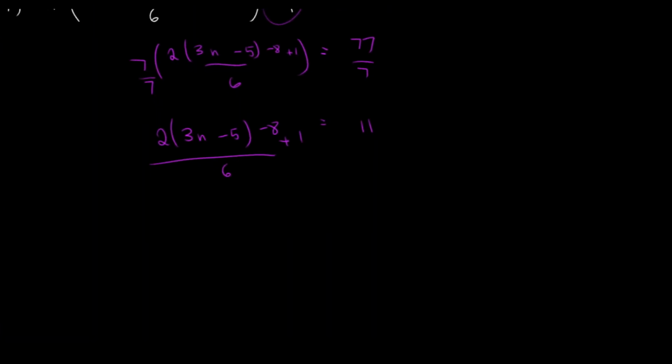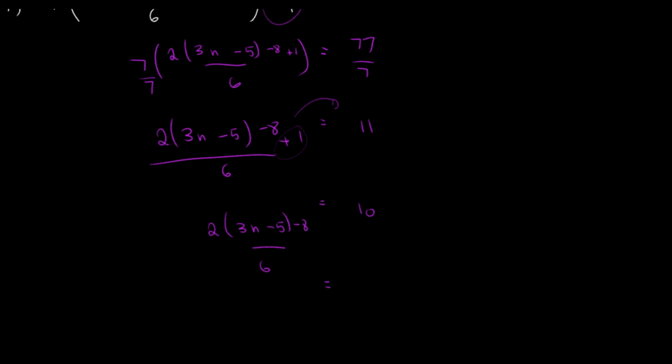What do I do next? Well, by now you should notice the pattern. I'm going to transfer from left to right. So that gives me 10 is equal to 2, 3n minus 8 over 6.